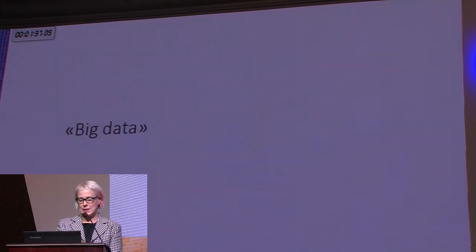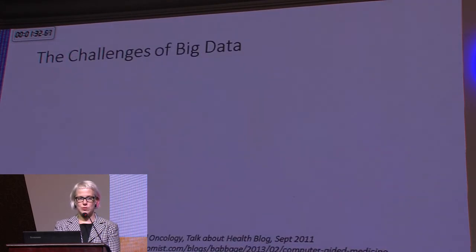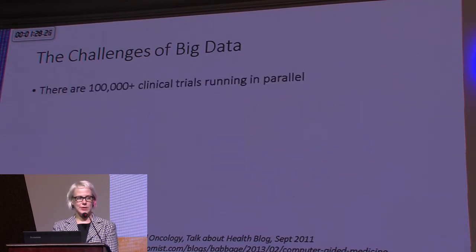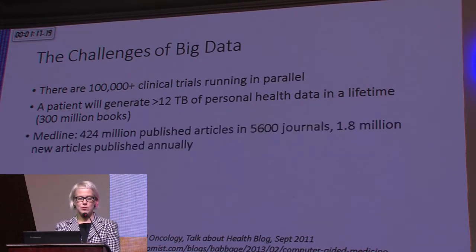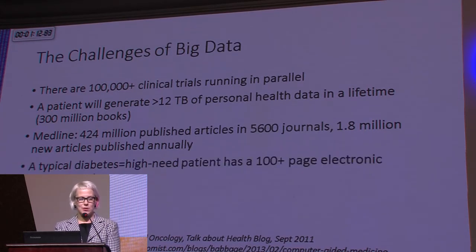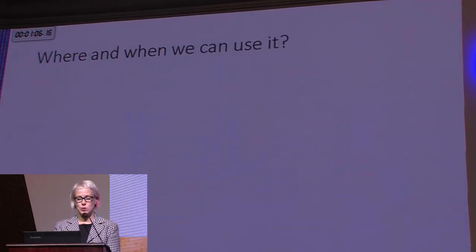So the last part is about big data. We are living in a world of change in the paradigm of this. And of course, there are a lot of clinical trials running all over the world in parallel. There is a lot of information about patients in health databases and a lot of books about it. We really have a lot of journals, articles, and so on and so forth. And there are a lot of electronic healthcare records. So it's a huge amount of information. So where and when can we use it?